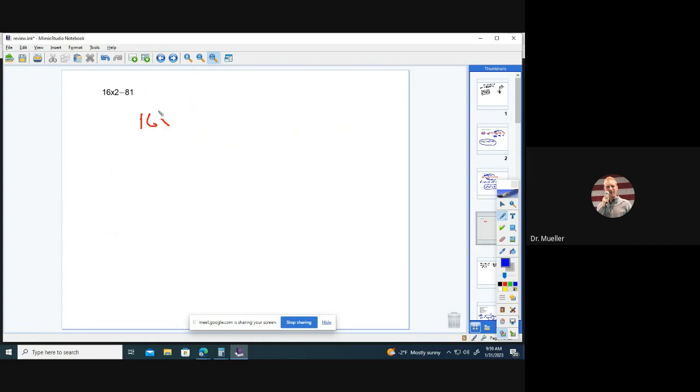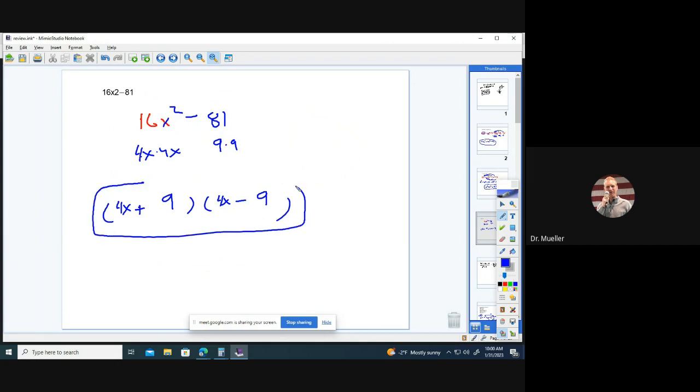Next one is just factoring. So I'm going to rewrite it here. 16x squared minus 81 is the original problem. This is the difference of two perfect squares. So 16x squared is 4x times 4x. 81 is 9 times 9. So we set that up. One parenthesis with a plus, one parenthesis with a minus. 4x and 4x, and then 9 and 9. And that's factored completely.